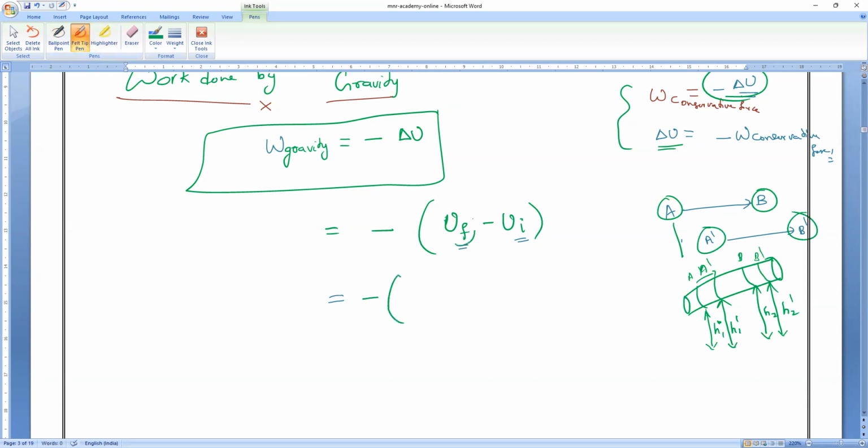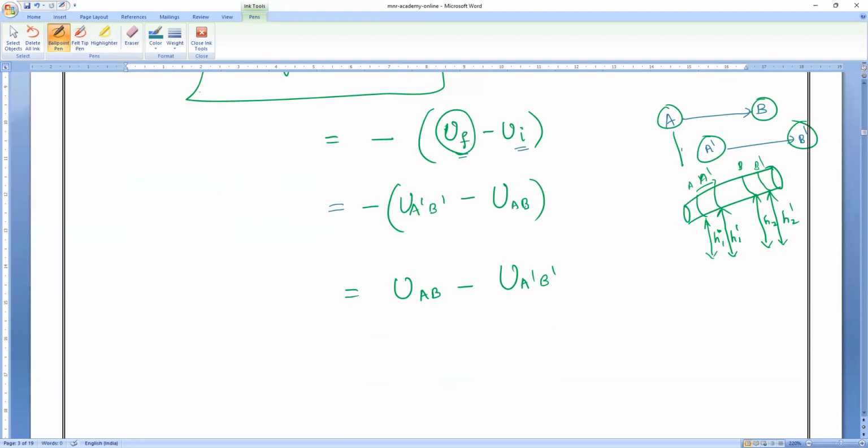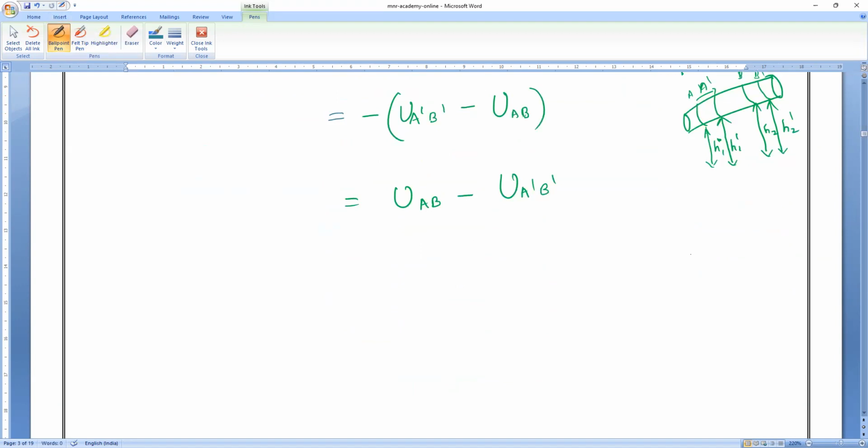Minus of final potential energy, which is from A dash to B dash, minus of initial potential energy, which is from A to B. So minus of minus will turn positive. It will become initial potential energy minus final potential energy. Any problem, guys? Anybody? Ask me, guys. Please respond. Everybody? Yes, no.